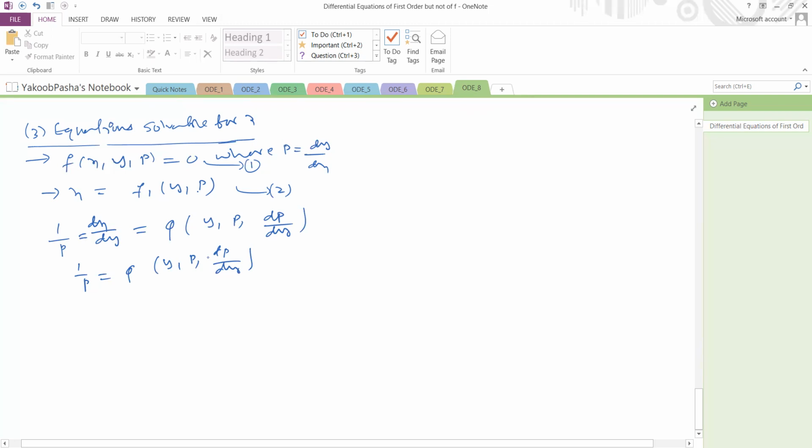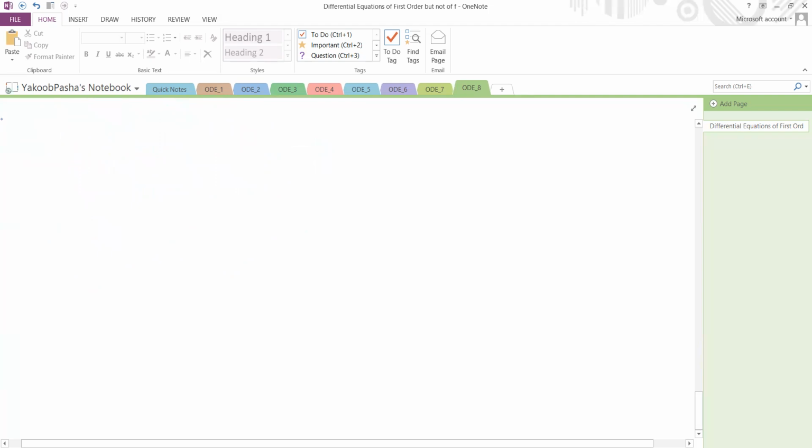It is not always easy to eliminate p from the equations, so we write the general solution as the product of equation 1 and the integrable equation. Okay, now next topic, we'll take one example here.